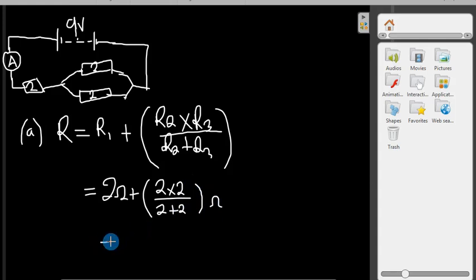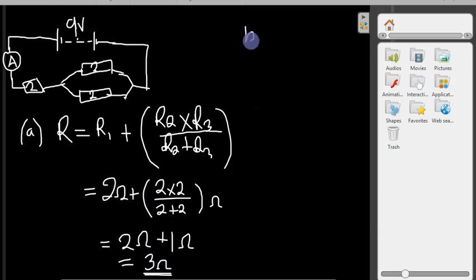So this is equal to 2 plus, 2 multiplied by 2 is 4 and 2 plus 2 is 4, so 4 over 4 is going to give us 1. So the resistance of the two parallel resistors is actually 1 ohm. From here we get the total of 3 ohms. So that's our answer there, 3 ohms for the total.